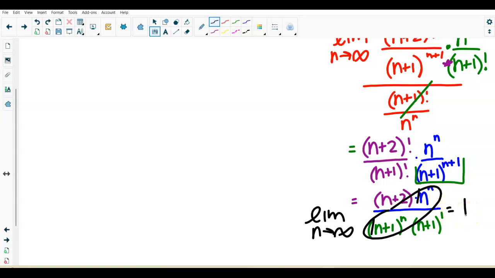Again, really tricky. You would not be expected to do this without me in class. But I just want you to see that sometimes we get an inconclusive result, where we actually can't determine its convergence.